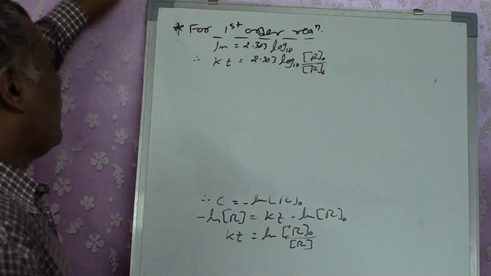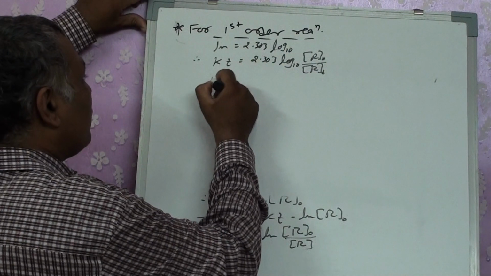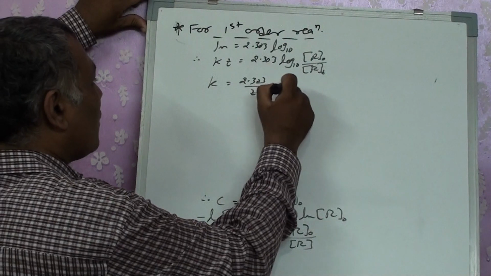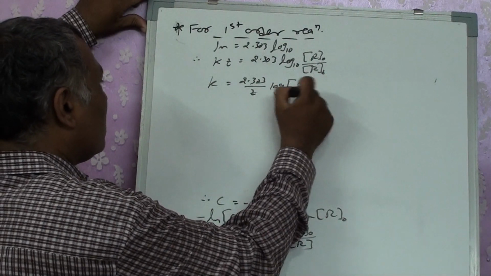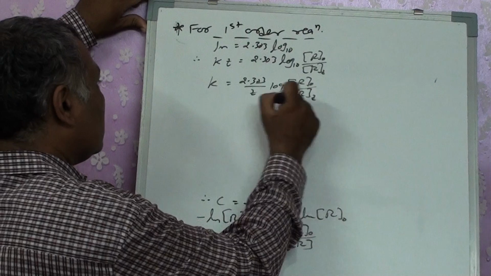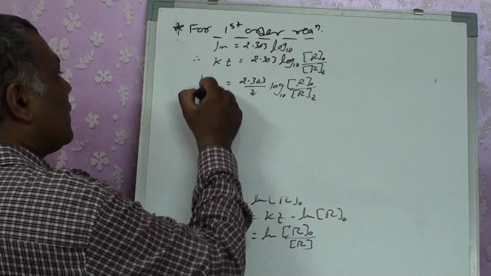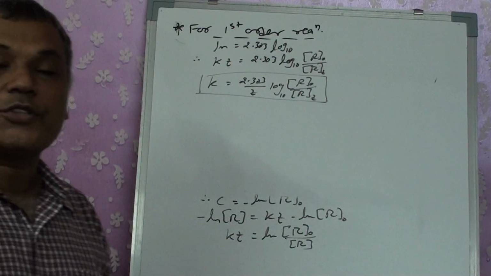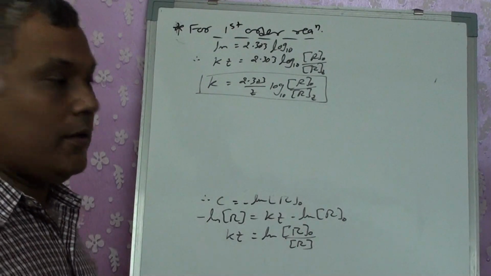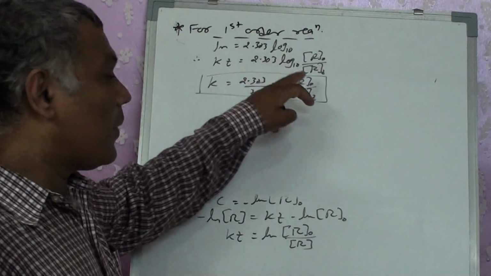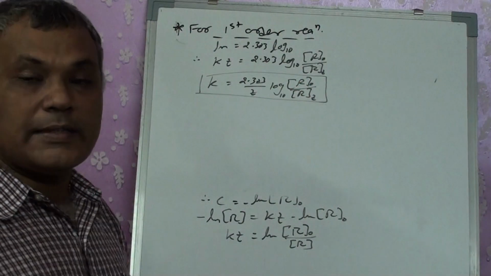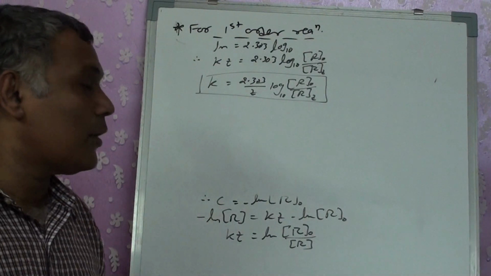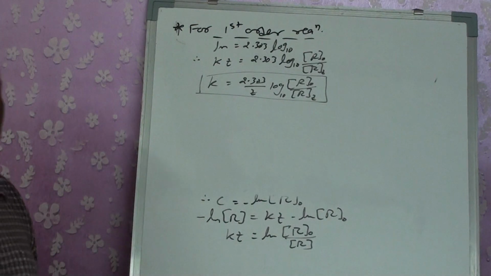Take this t on the other side. So we get it as 2.303 by t log r0 by rt. This is our equation which we are getting for the first order reaction. In the previous one we got r0 minus r upon t as a zero order reaction. For the first order we got k is equals to 2.303 by t log r0 by rt.